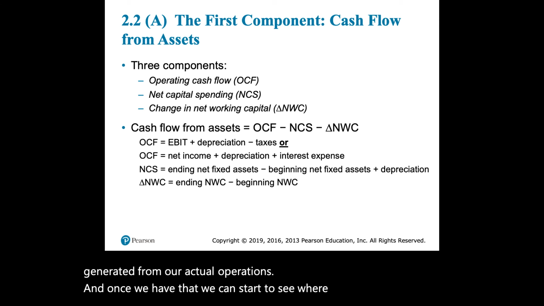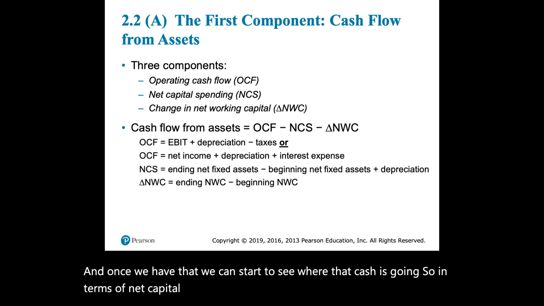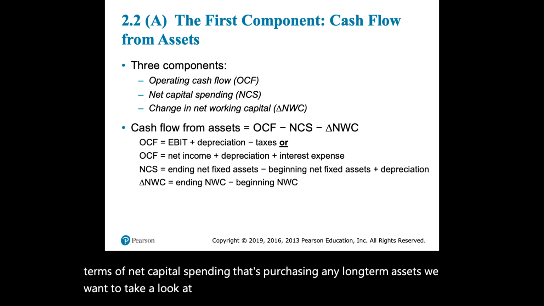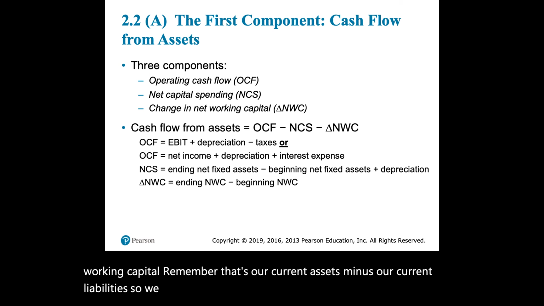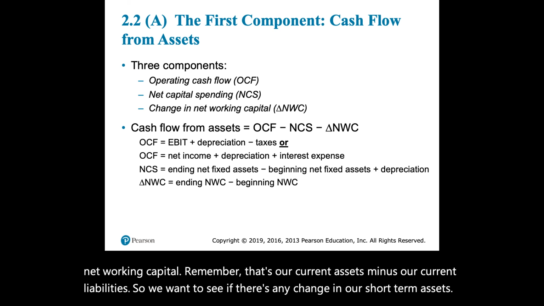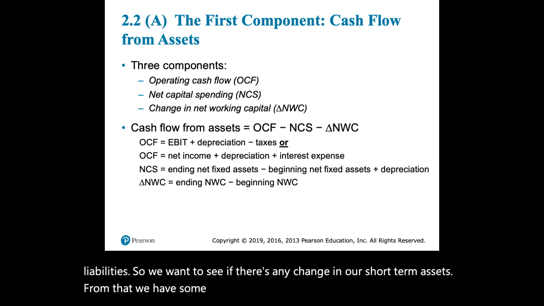In terms of net capital spending, that's purchasing any long-term assets. We want to take a look at that. And finally, we want to look at our change in net working capital. Remember, that's our current assets minus our current liabilities. So we want to see if there's any change in our short-term assets. From that, we have some equations that we can take a look at. They'll be helpful when we do our calculations.